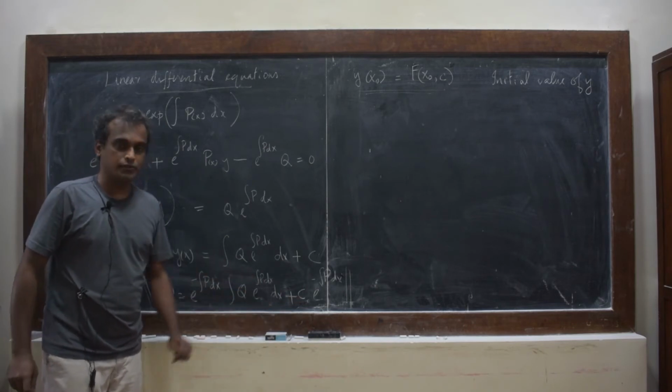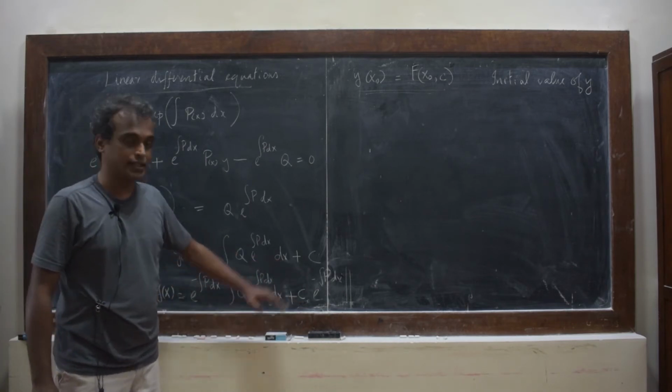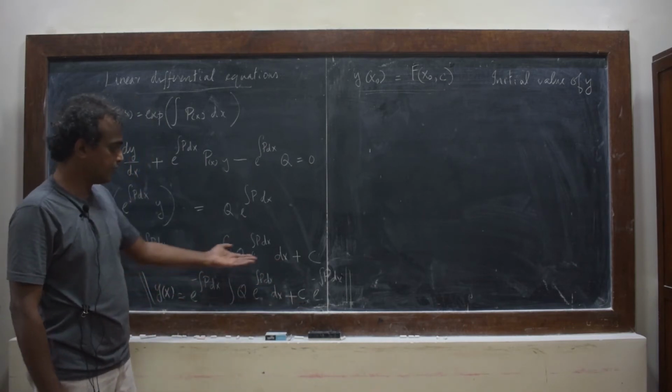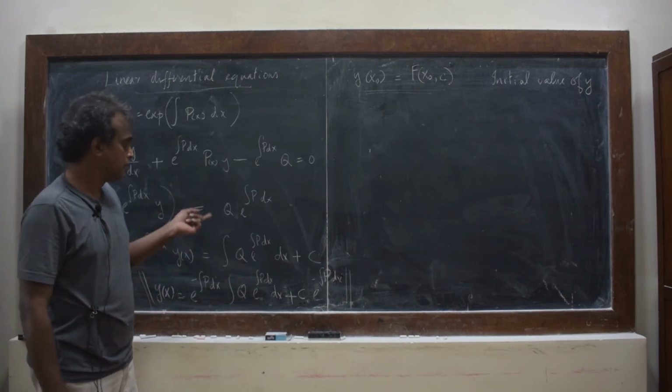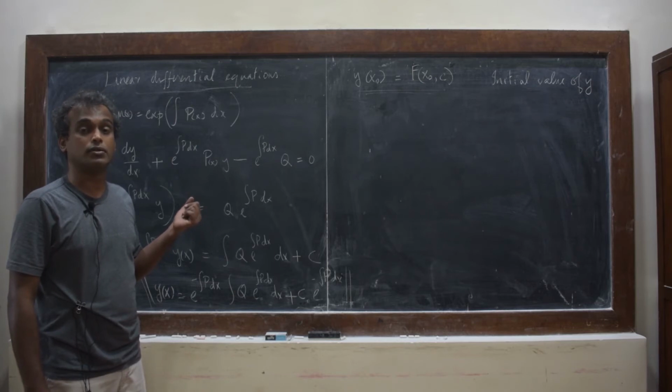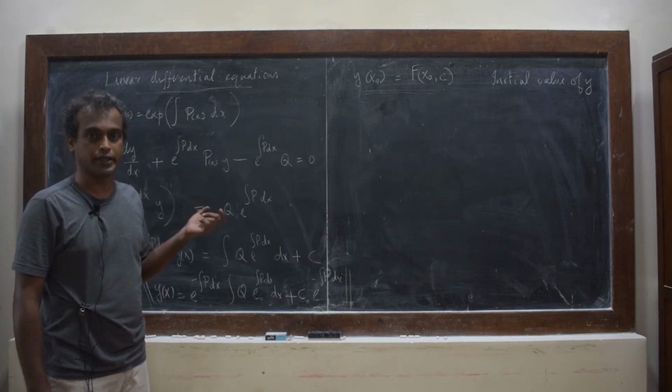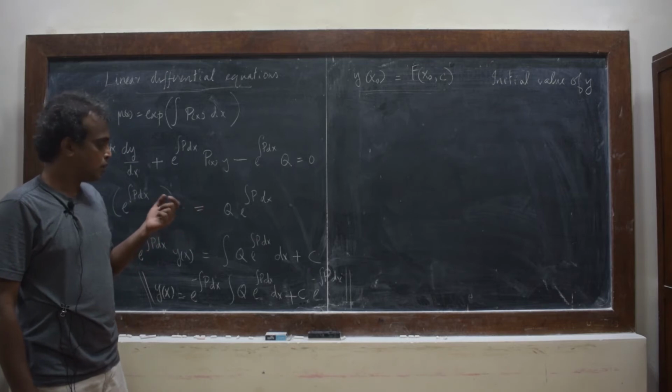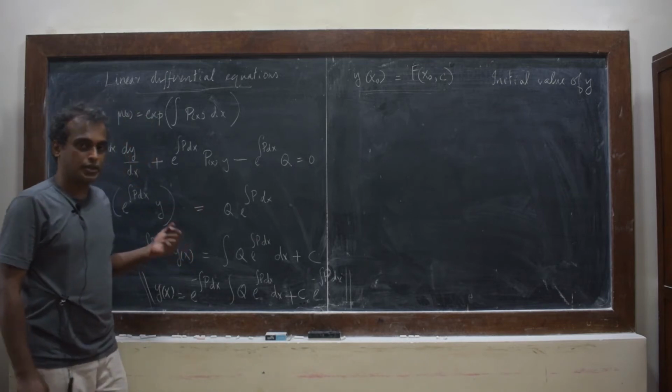Now, this constant of integration has appeared in the process of integration, and we had to integrate in this case once, because we were trying to solve a first order differential equation which involved only the first derivative of y with respect to x. So to solve that, we had to integrate once.